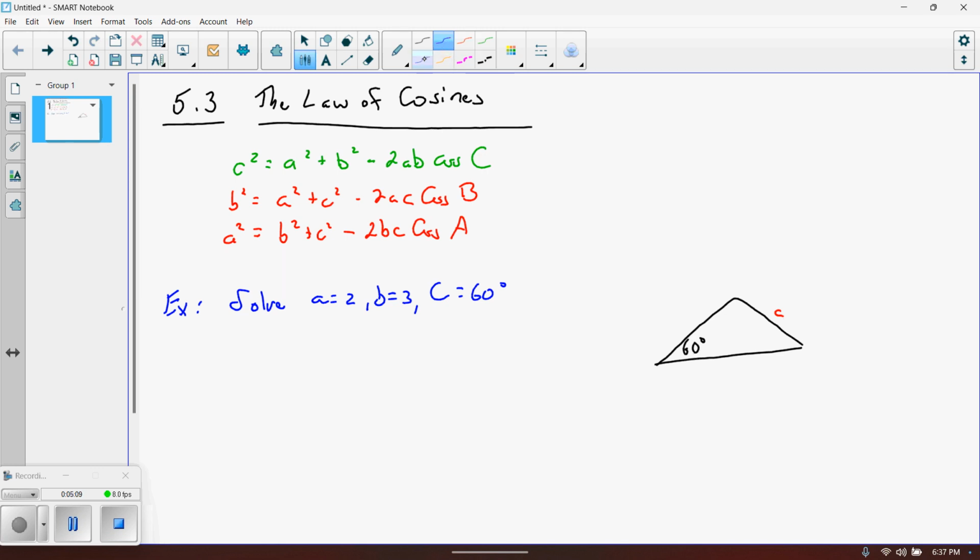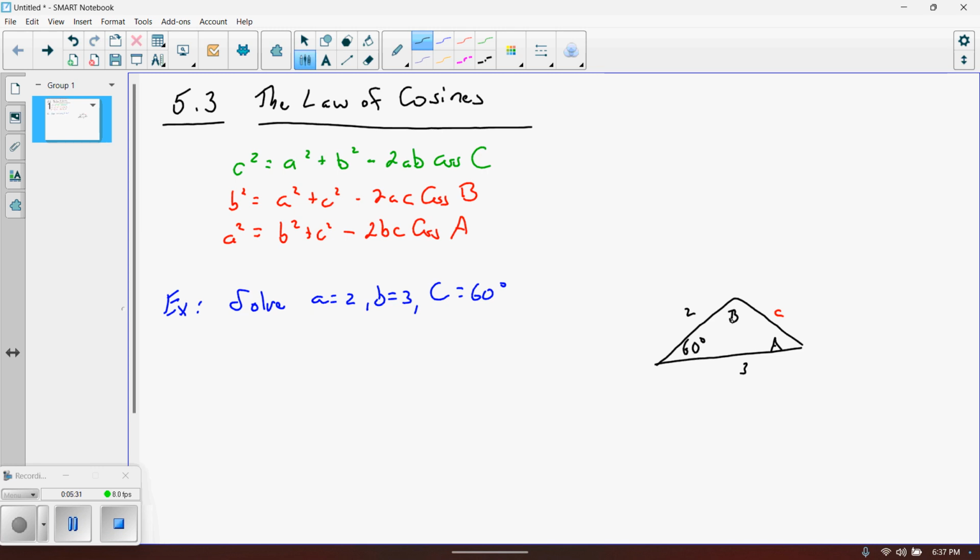So just to make sure that it looks relatively accurate, that would be 2, meaning that this angle over here is A, and that would be 3, meaning that that angle on the top is B. All right, so we're going to go ahead and solve for all of these different pieces.